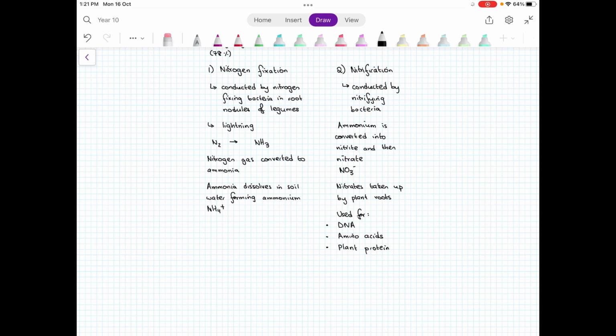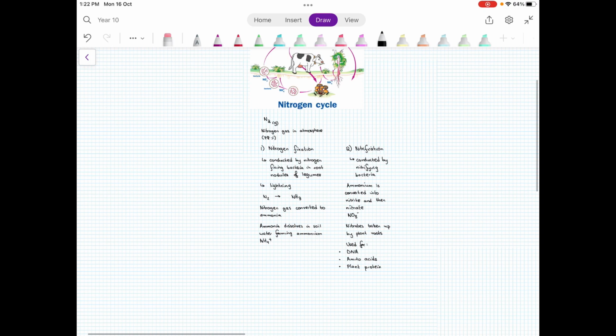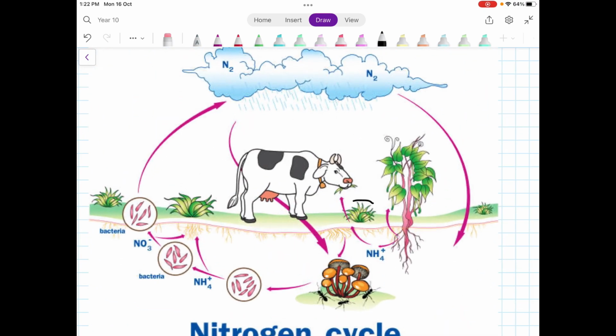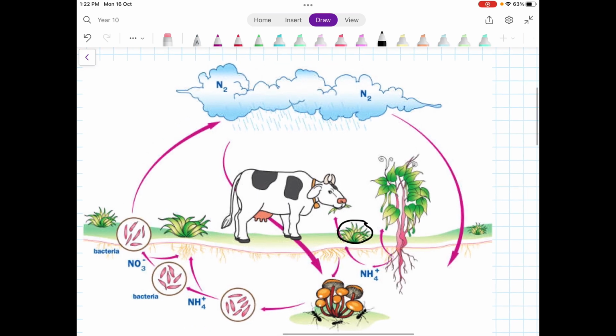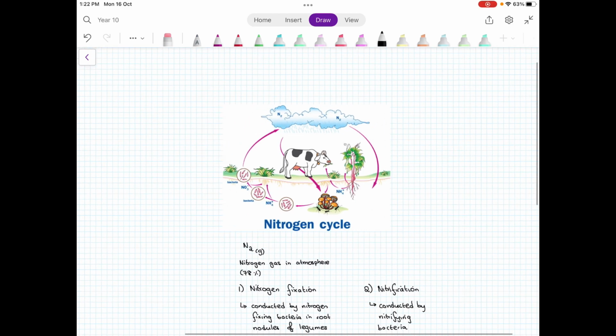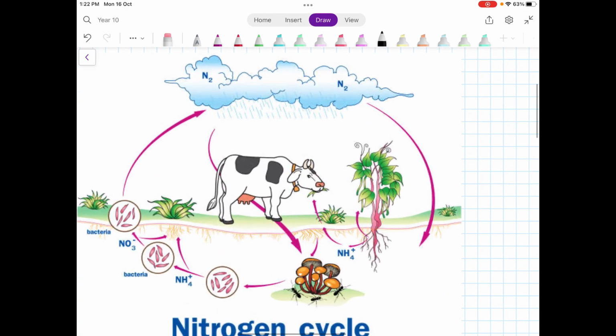Okay, so now when these plants are consumed, the plant proteins are digested and broken down, but then they're assimilated to form animal proteins. So in this diagram above, if this cow would consume the plant, it would firstly break up the nitrates and then assimilate it to form animal protein. So anyways, now the nitrogen is in both the plants and the animals.